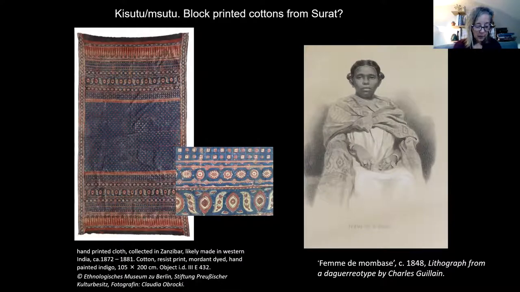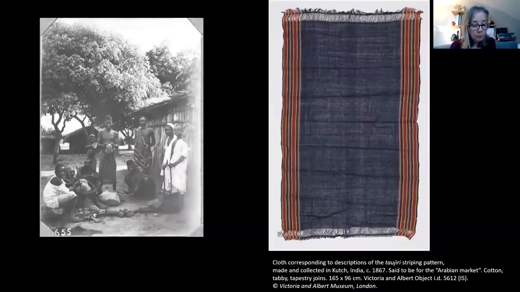In terms of the industrially printed conga cloths, they seem to have been primarily an urban coastal fashion into the 1880s, and something like only 4% in value of the cloth being carried into interior Africa was made up of conga cloth.